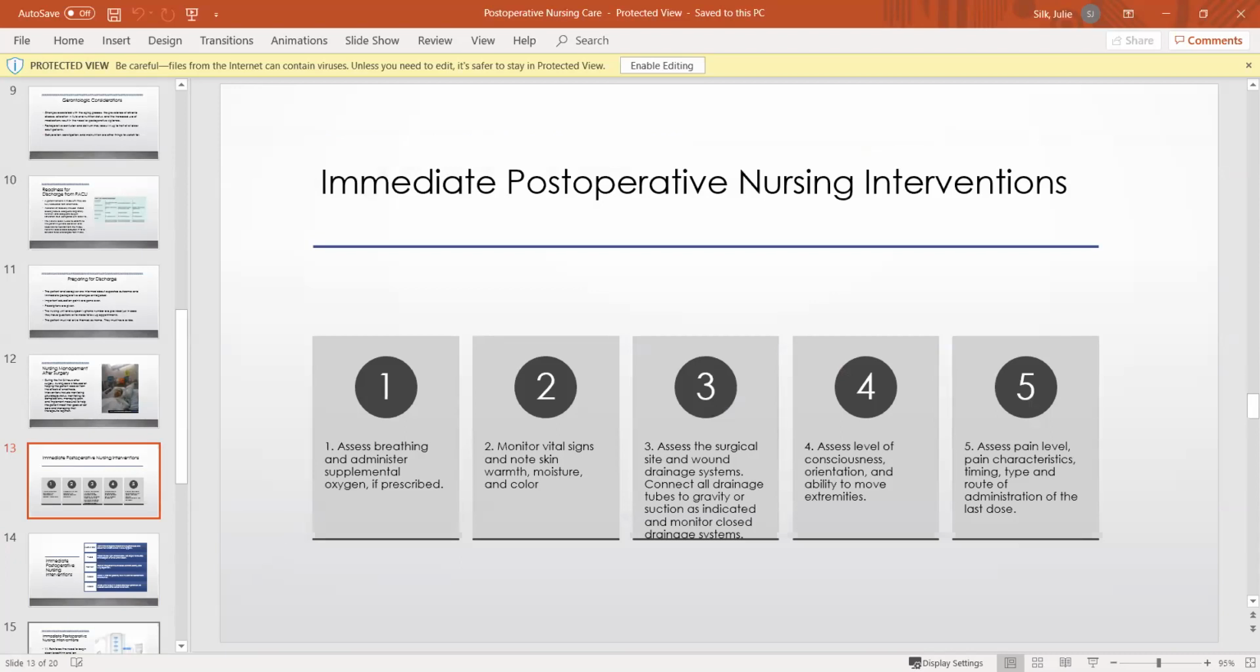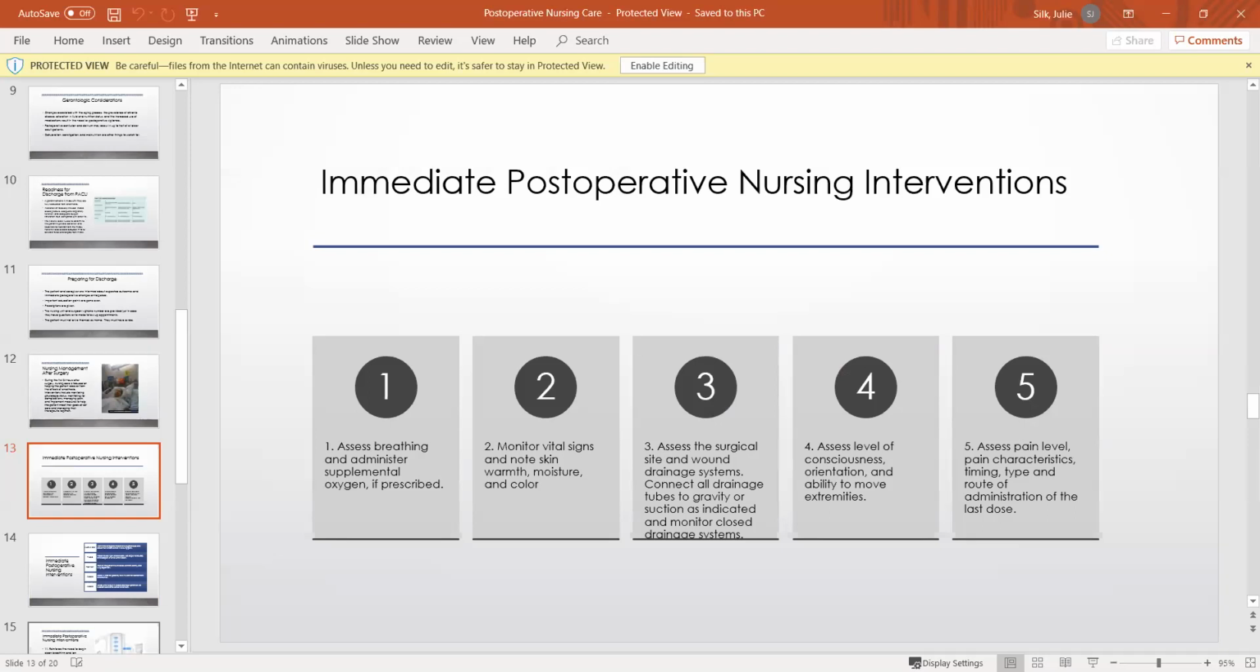So when they come out of recovery room to you, you're going to be taking their vital signs kind of often. A lot of times they'll tell you to take them every 15 minutes for the first hour, and then every 30 minutes for the next 2 hours, and then the temp is every 4 hours for the first 24 hours.